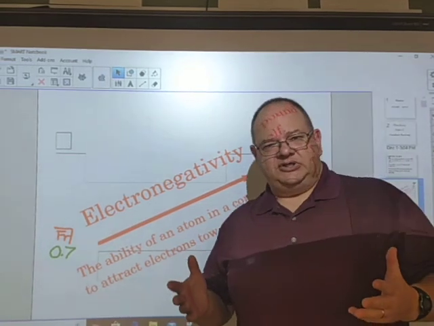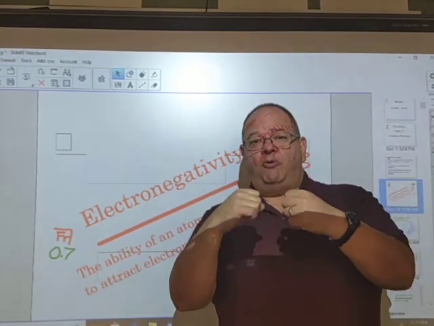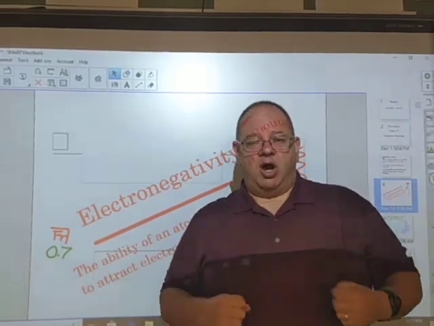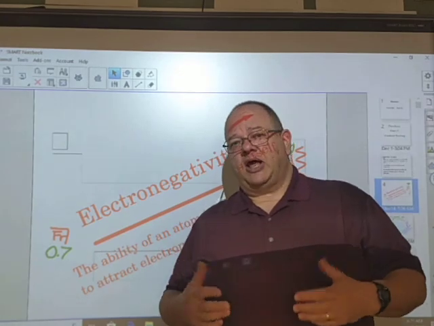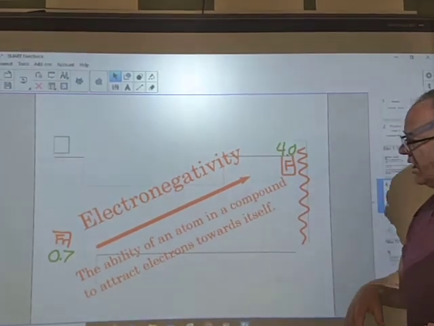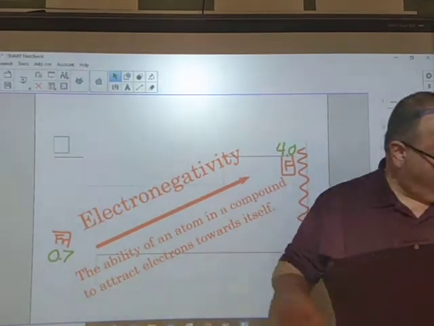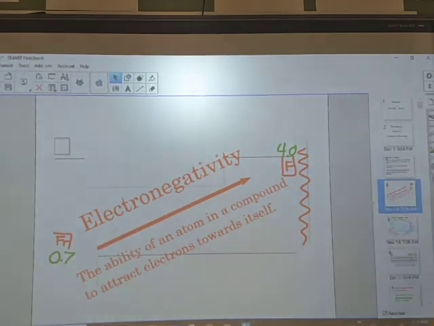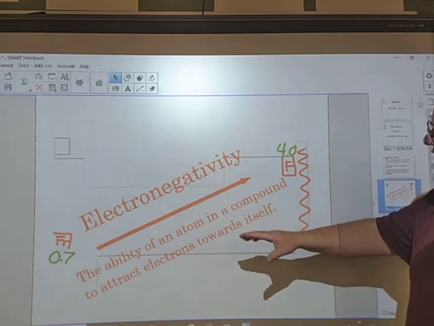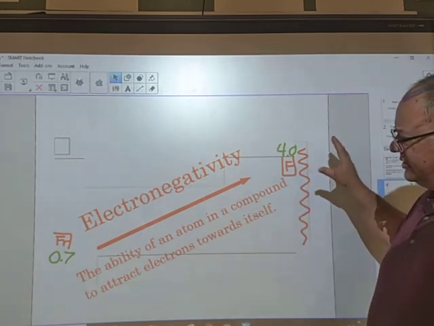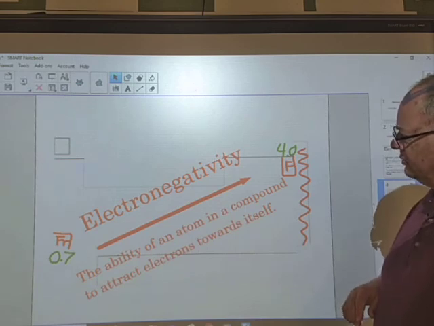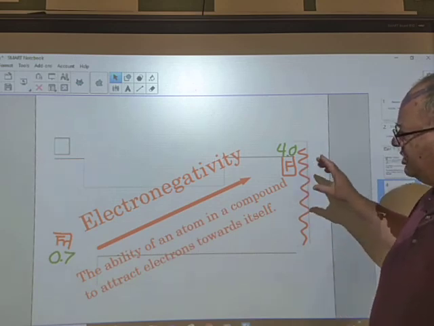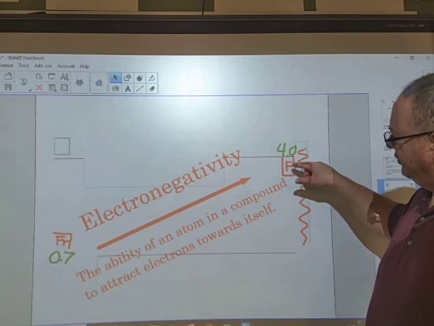Well, that's not the only situation that can happen. What if both atoms have a strong electronegativity? Now what happens? So remember our trend on the periodic table, electronegativity increases as we go up and to the right across our table. The most electronegative element on the planet is fluorine.